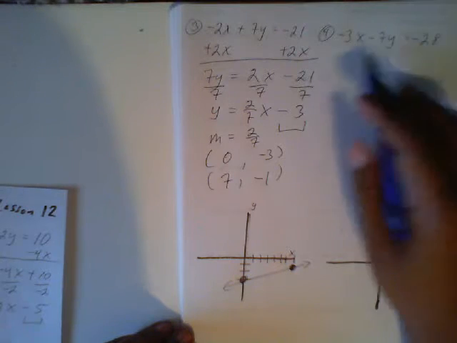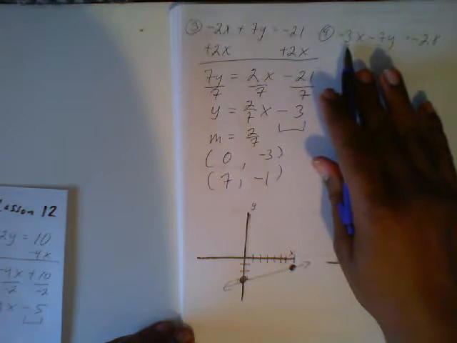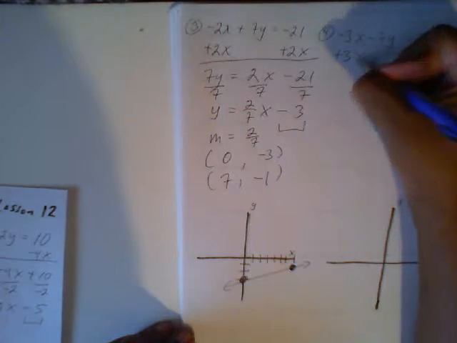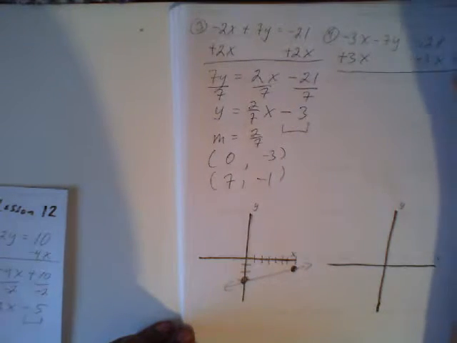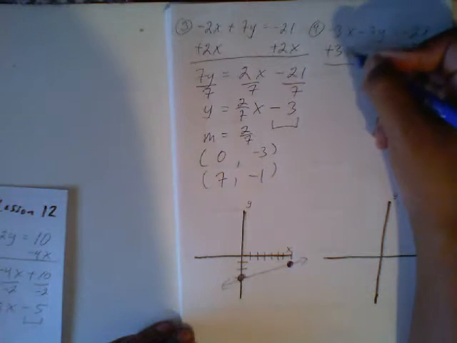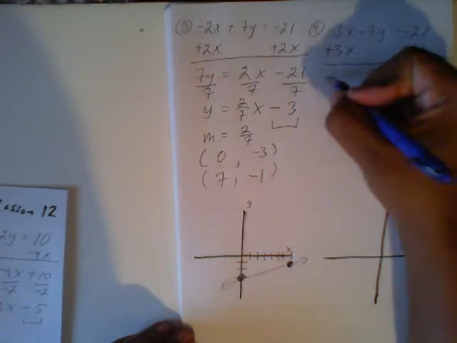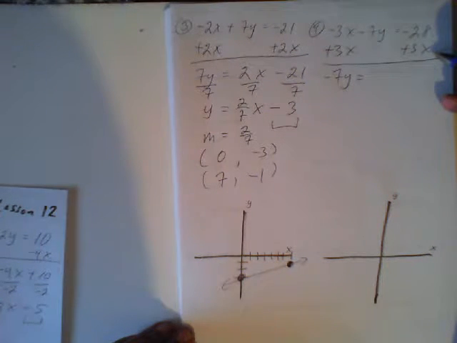This problem here, number 4. We're going to solve for y by first getting rid of the subtracting 3x. So we're going to use adding 3x to both sides. When you do it to one side, you do it to the other. The x's will end up canceling out, and we'll end up with a -7y equals. We'll put the positive 3x first, and then the -28.